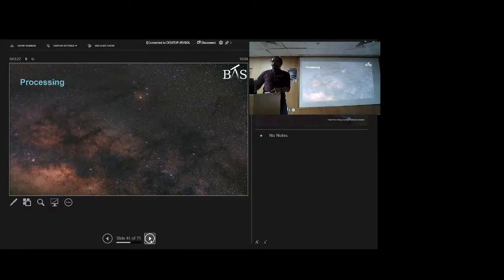Right now I will show a simple demo of how to post-process the images and get the star trails.